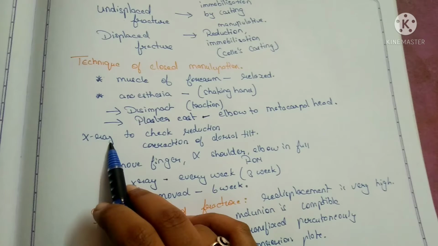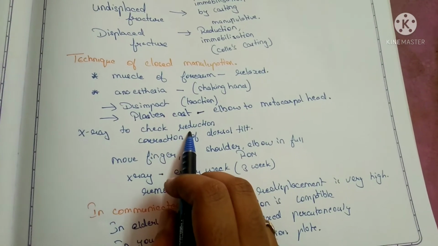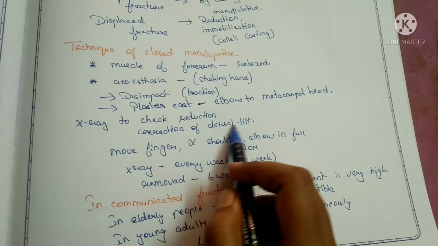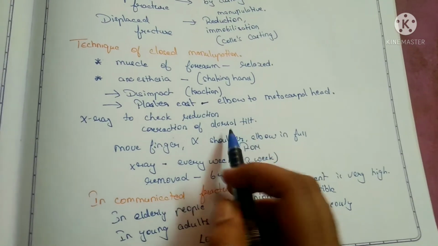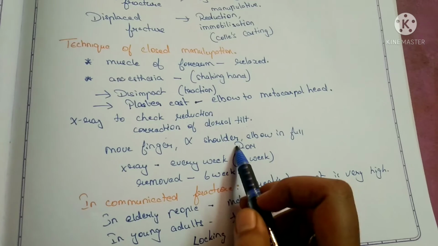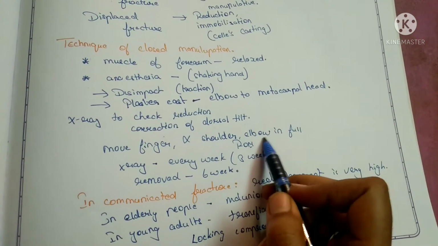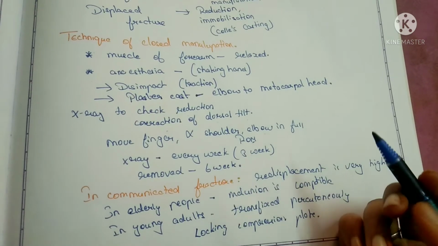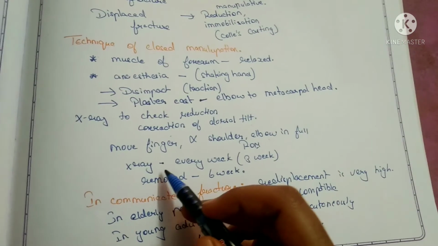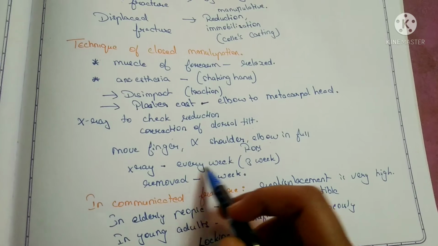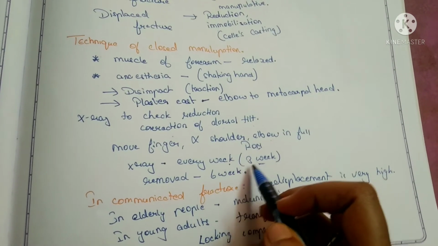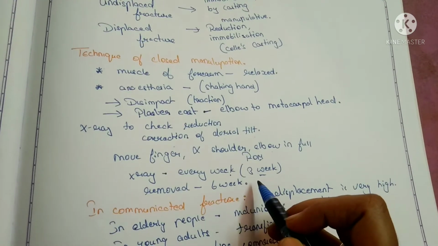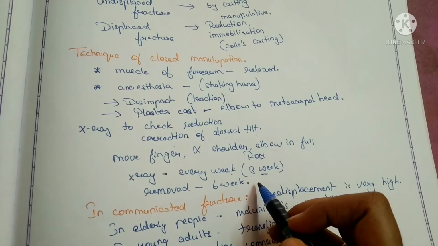X-ray is very much needed to check for the reduction and also the correction of the dorsal tilt. The fingers must be moved, and the shoulder and the elbow must be moved in full range, otherwise it may cause stiffness. X-ray is taken every week up to 3 weeks, and after 6 weeks the cast is removed.